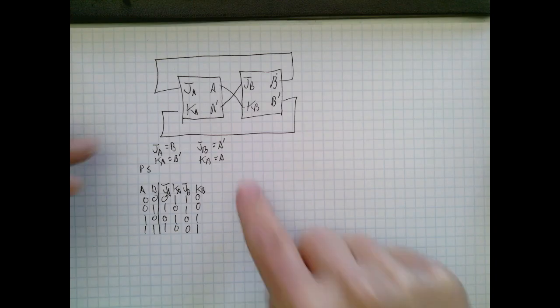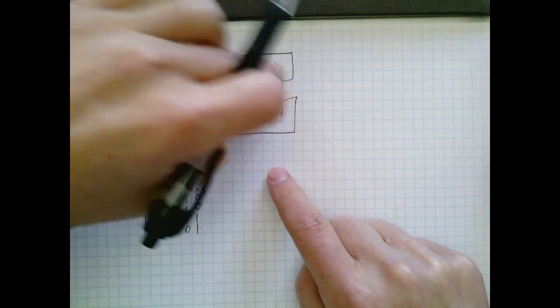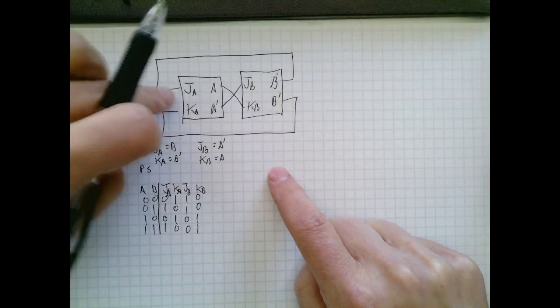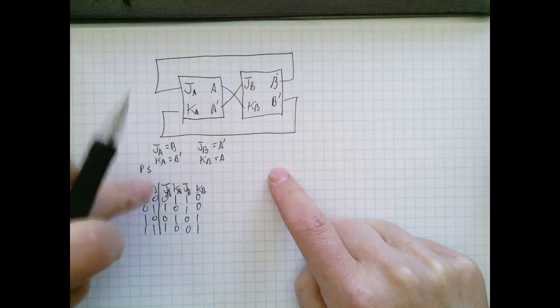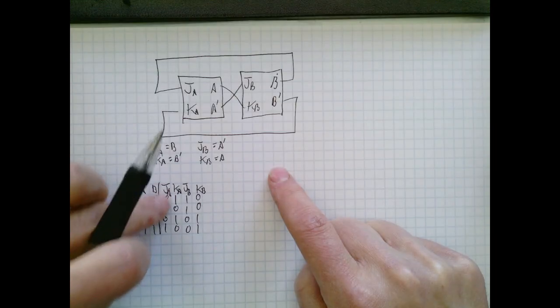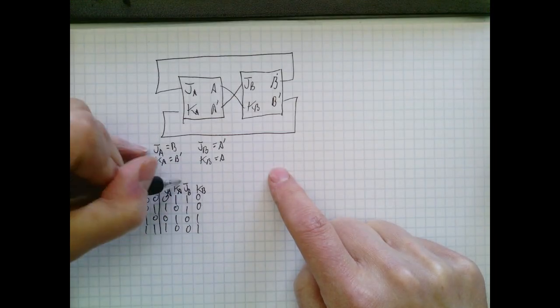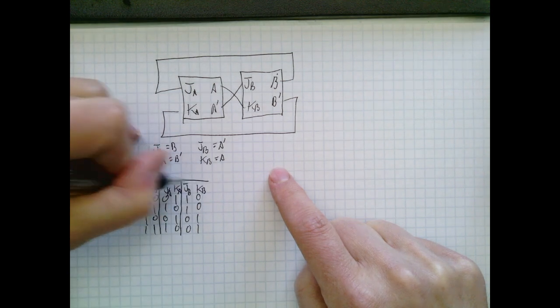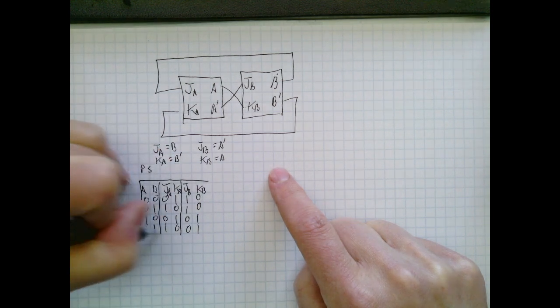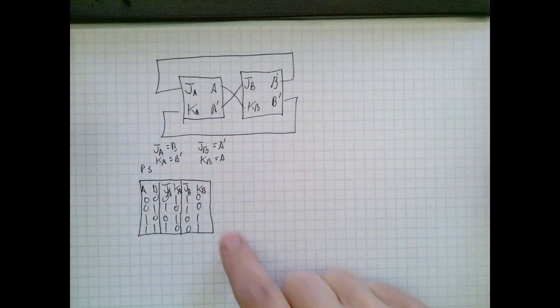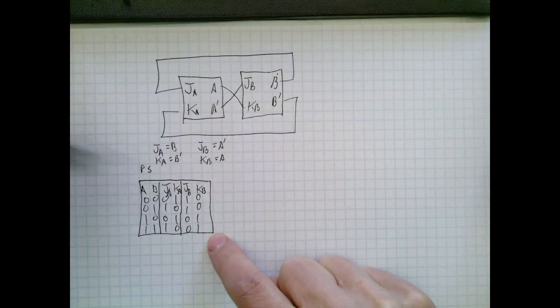All I did was say there's a wire from JA to B, so JA equals B, and I copied it. There's a wire from KA to B prime, so I just took KA and inverted B and wrote B prime. That's the whole thing. I just wrote down what's in the diagram. But I'm missing a critical piece, right? I need the next state.